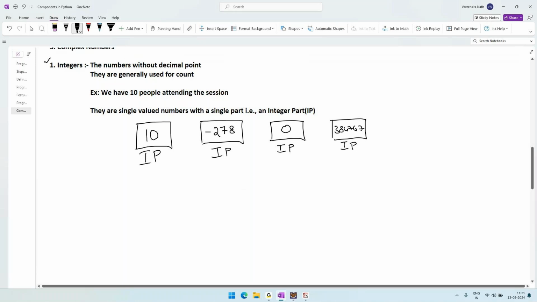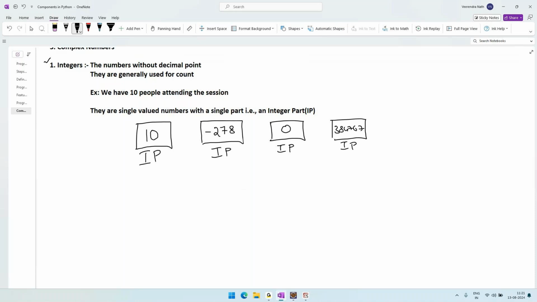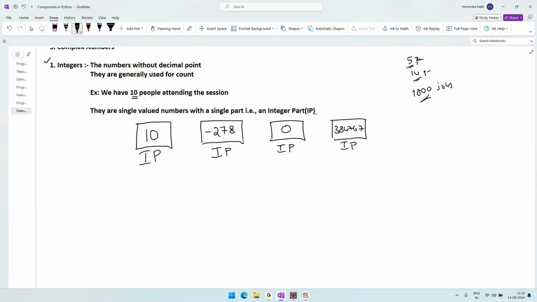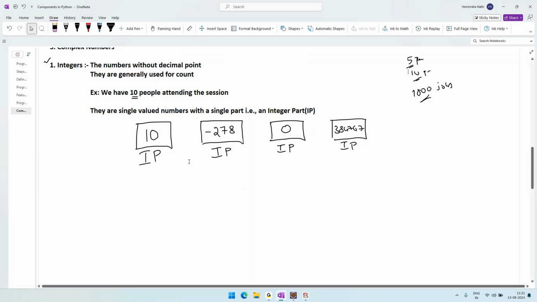So integers are the numbers without the decimal point. They are used for counting. Example, 10 people. Suppose I am asking you to get 5 pens, 10 pencils. So 100, there are 1000 jobs. All of these come under counting. Generally they are used for counting purposes. Okay, that is what integers are.